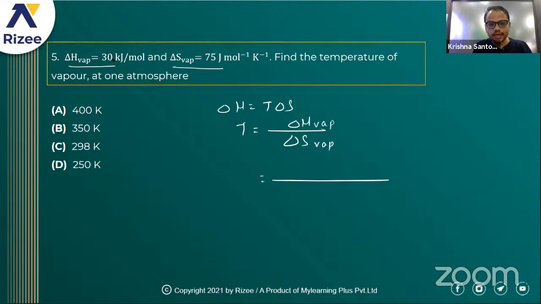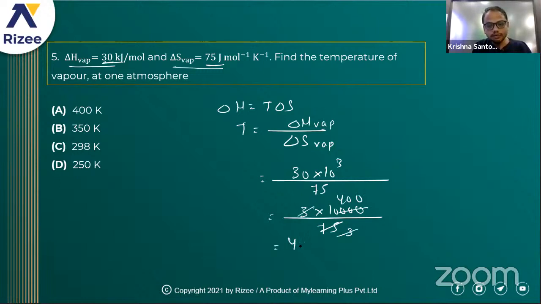Okay, so delta H vapor is 30 kilojoules, and here see the units. Sometimes we will not find the units also. Here 30 kilojoules is there, 75 joules is there. So I will write 30 into 10 power 3 by delta S, which is 75. Simplifying this, 25 into 3 over 25 into 400. So 3 got cancelled. You will get 400 Kelvin as your answer. So the answer is option A.